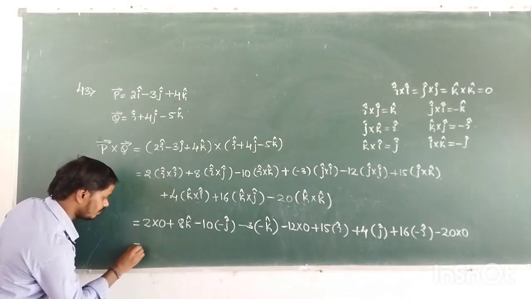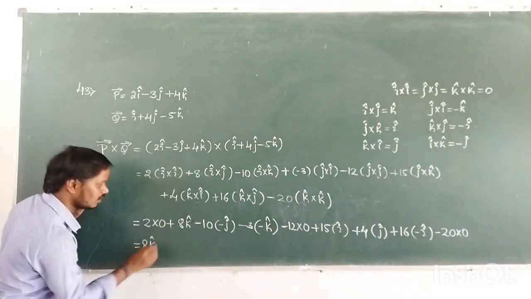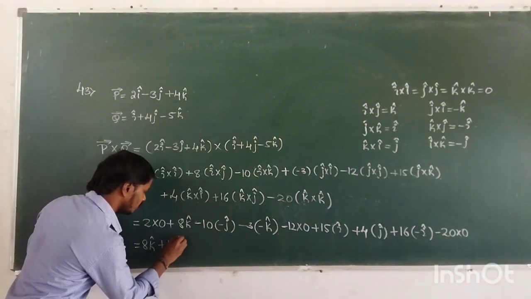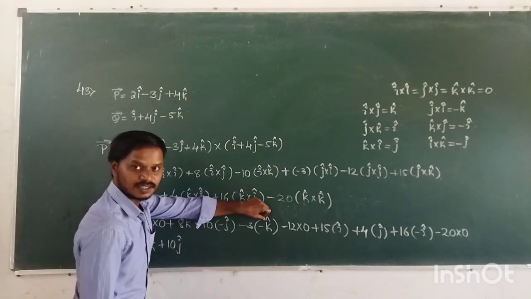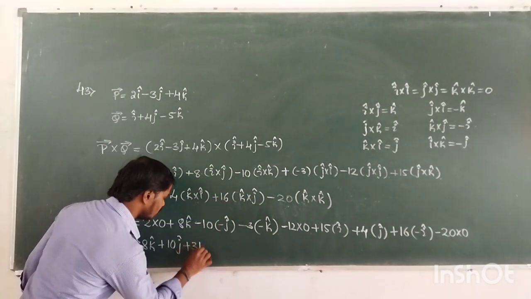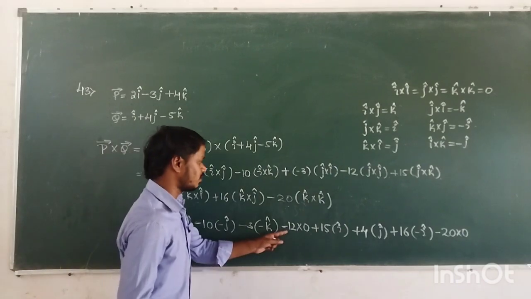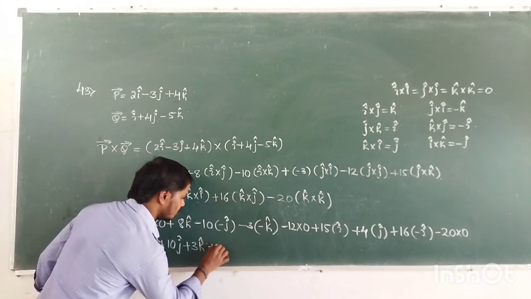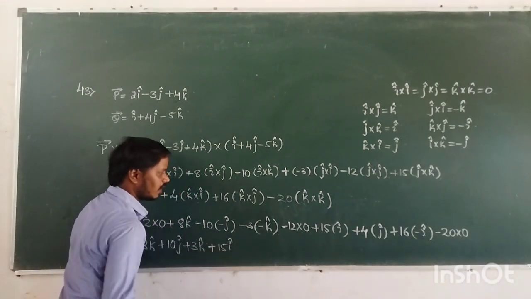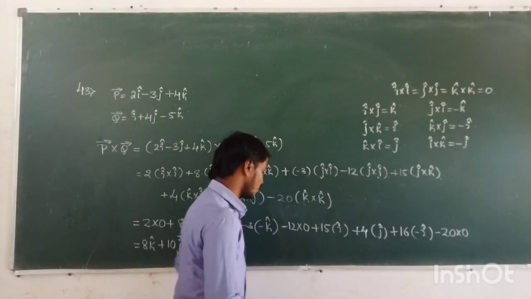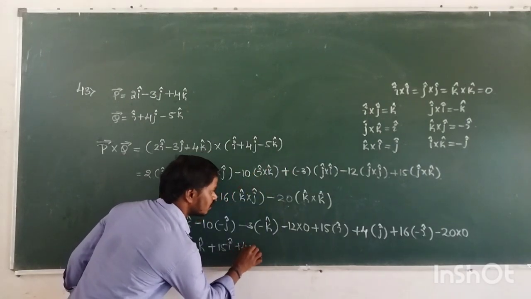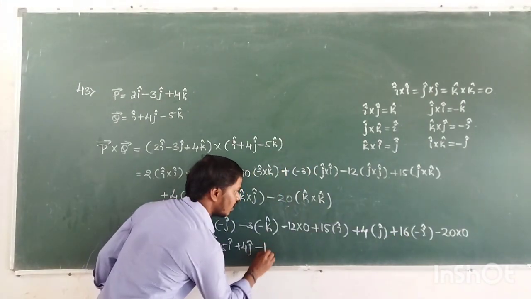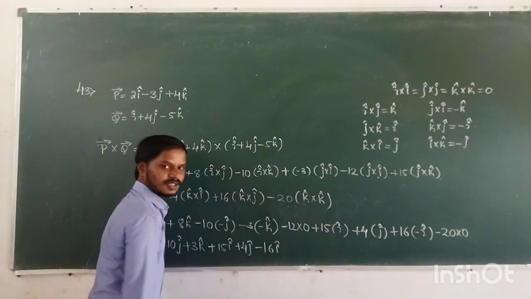Next, 8k. Next, minus into minus, plus 10j. Next, minus into minus, plus 3k. Next, minus 12 into 0, 0. Leave that. Then 15i. Next, plus 4j. Next, plus into minus, minus 16i. Then 20 into 0, again it is 0.